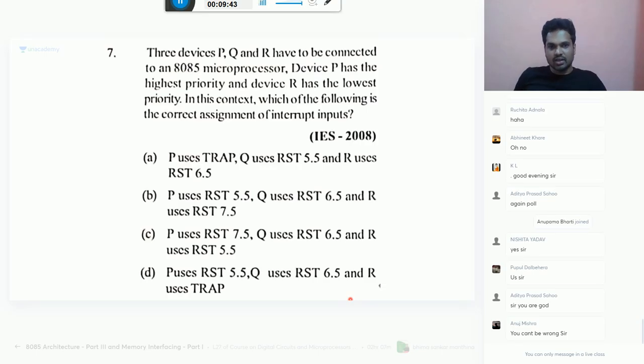So what is that? High priority is P. Out of this, P can be TRAP, but R is the least priority, 5.5, and please see here, 6.5. The least priority is 5.5, not 6.5. So this is wrong. It should be 7.5, 6.5, 5.5 for P, Q, R. P high priority, R least priority. I'm not saying 7.5 is higher priority than TRAP, but among these three, this is the high priority. Next question.